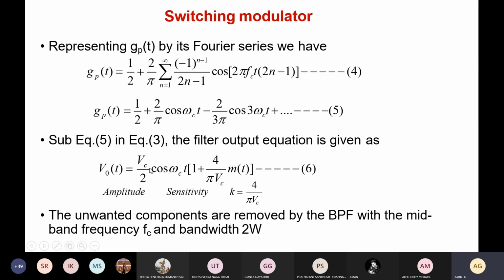V naught of t is Vc by 2 cos omega c t into 1 plus 4 by pi Vc m of t. Here we have not expanded the message signal for simplicity. If you substitute the message signal, we will have two components, cos omega c and cos omega m, and we will get the upper and the lower sidebands, the upper and lower side frequencies, after multiplying and expanding. The factor 4 by pi Vc is denoted as K, which is the amplitude sensitivity.